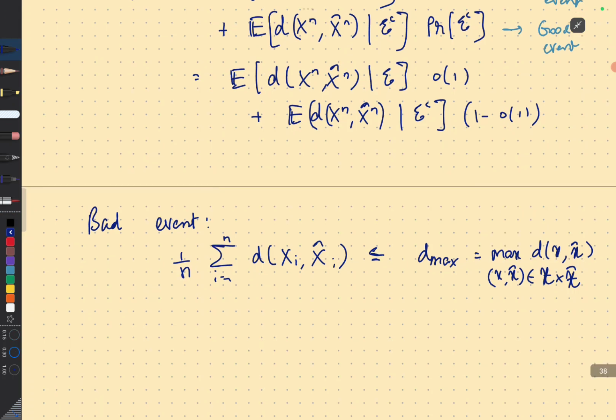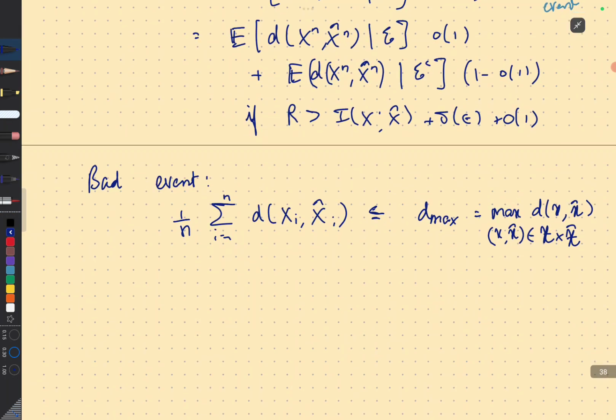As long as the rate is greater than the mutual information between x and x hat plus this particular quantity. Now let's see what happens if there is at least one sequence in the code book which is jointly typical with x^n.